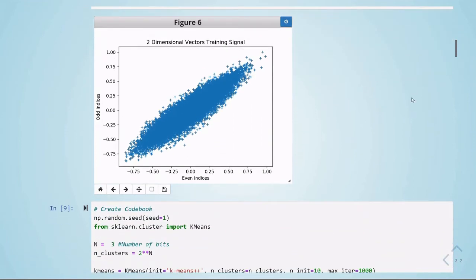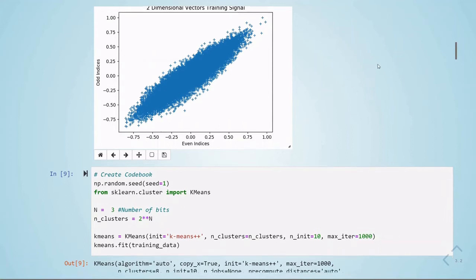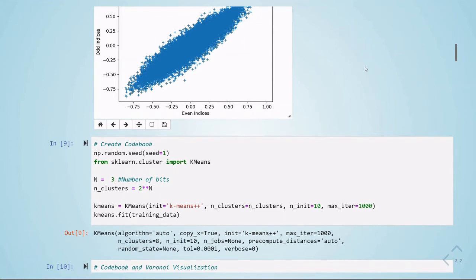So then we are going to create our codebook. For that, I'm going to use scikit-learn's k-means. We've seen that the nearest neighbor rule is used, and then we are going to use this already implemented library, k-means from scikit-learn clustering. So we are defining a number of bits equal to 3.